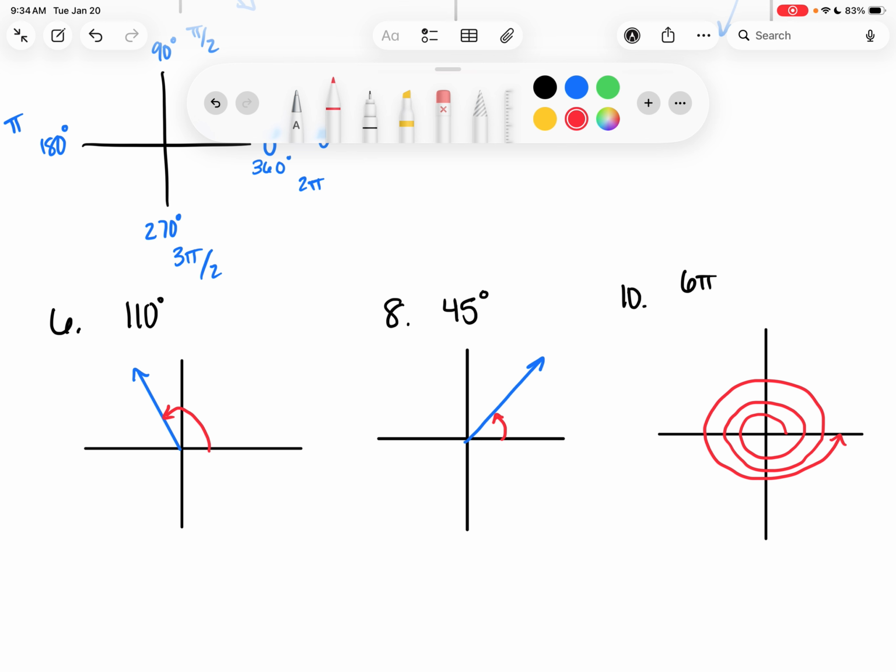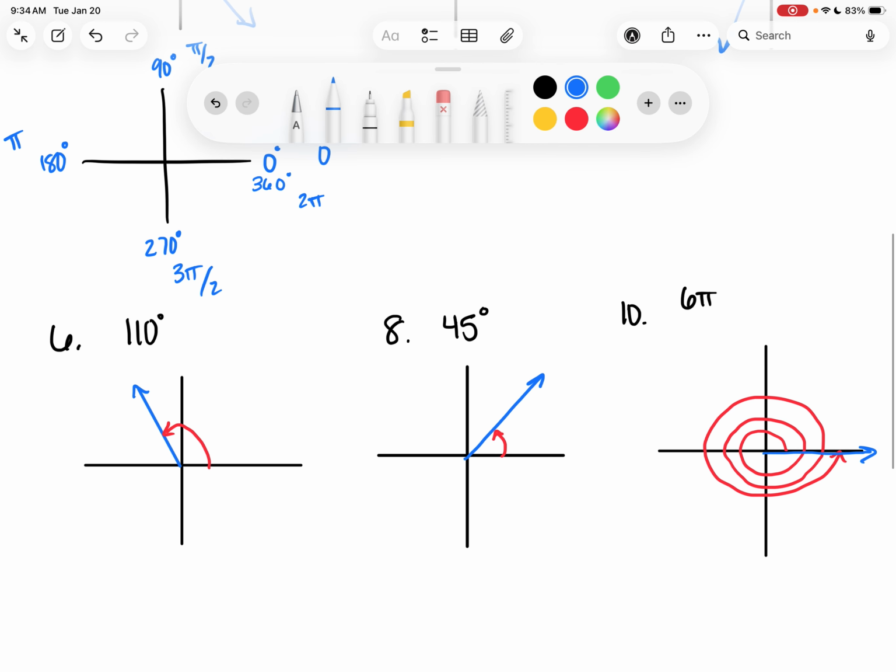Halfway around is 1 pi. All the way around is 2 pi. Alright, so you do 3 circles. So basically it's 3 little loop-de-loops. 1, 2, 3, 4, 5, 6.